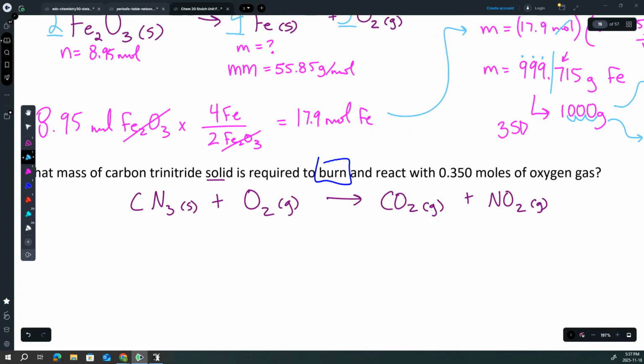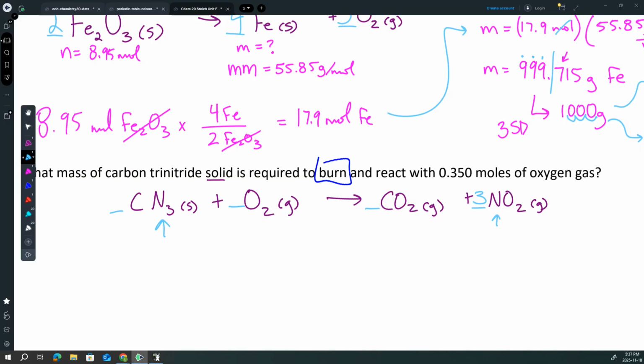All right, we have our skeleton equation. Let's make sure that this is balanced. So we have 1 carbon going in, 1 coming out. Great, that is balanced. 3 nitrogens going in, 1 coming out. So let's put a 3 right there.